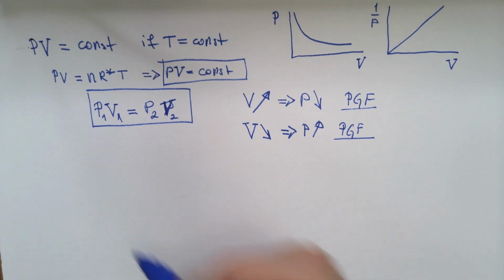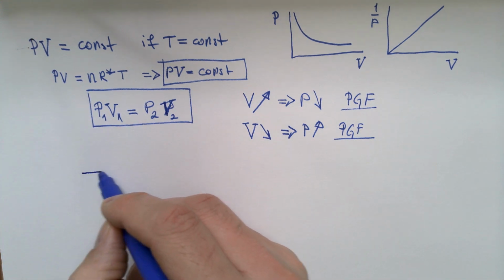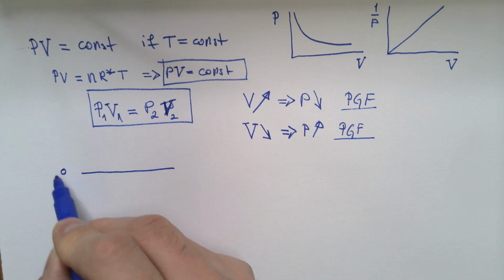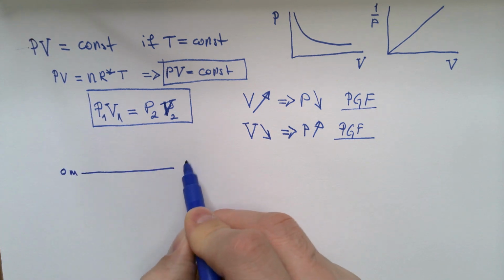Let us examine this. Here is the surface of the water, 0 meters. Pressure is 1 bar.